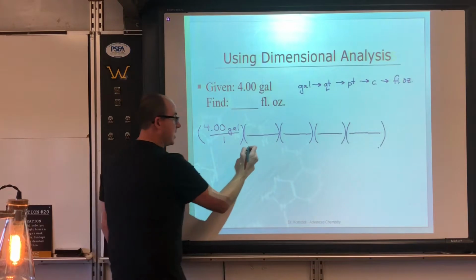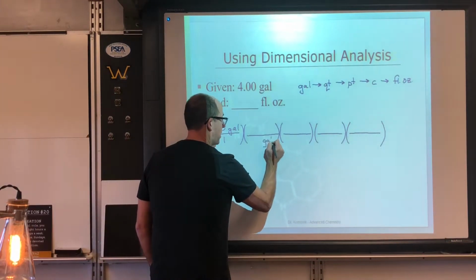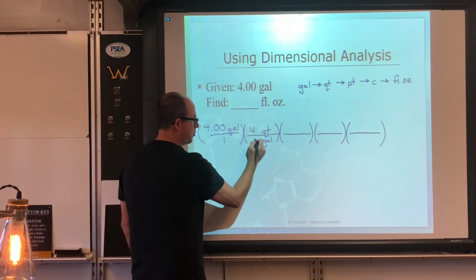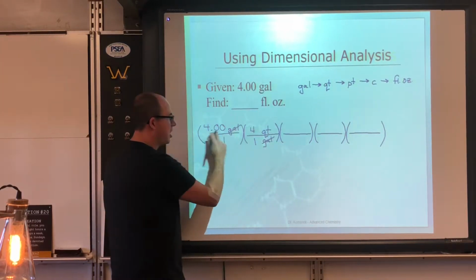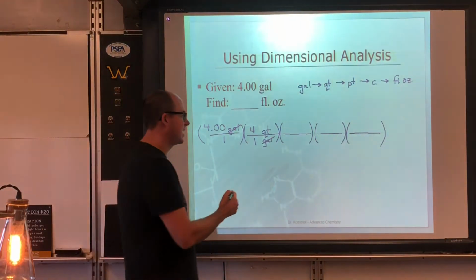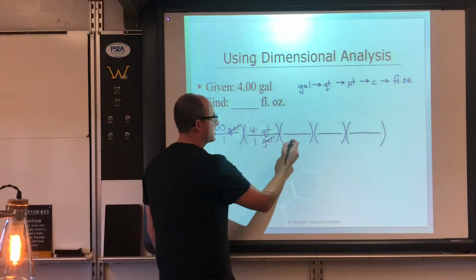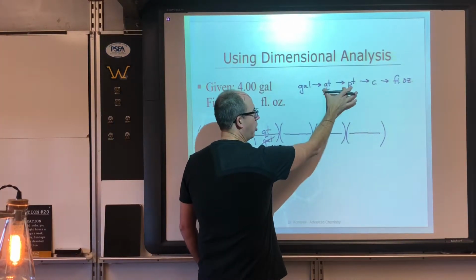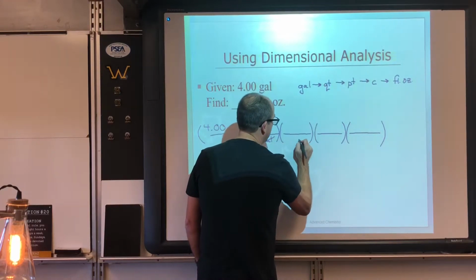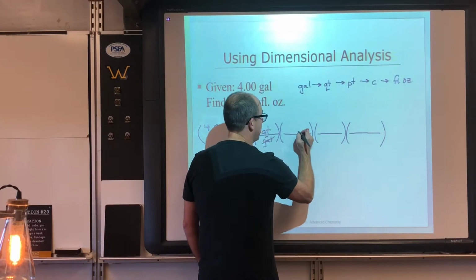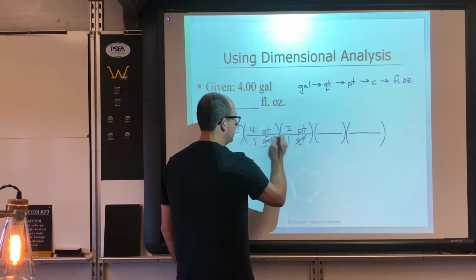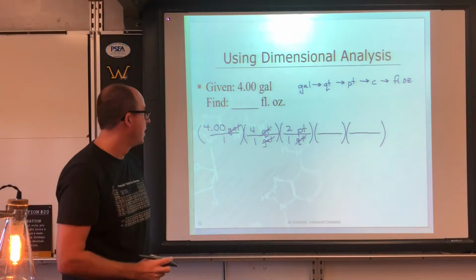First one gets rid of gallons, so gallons goes on the bottom, quart up top. Again, it's 4 quarts per 1 gallon. If we were to solve the problem now, we would have 16 quarts, but we have to keep converting to get it down to fluid ounces. So next, we're getting rid of quarts. Look only at what you're getting rid of and what you're going to, because that's your conversion factor. Quarts on the bottom, to get rid of it, pints up top. 2 pints, 1 quart, and the quarts cancel out.